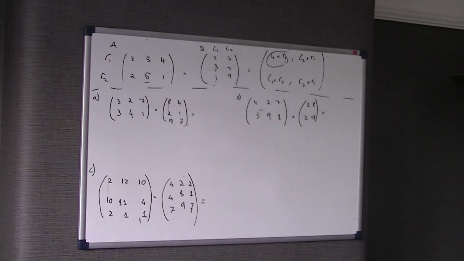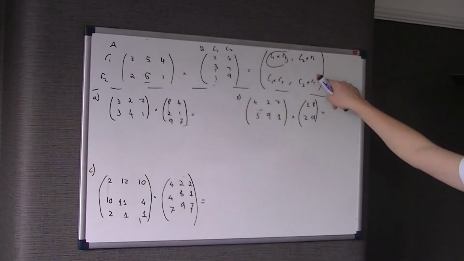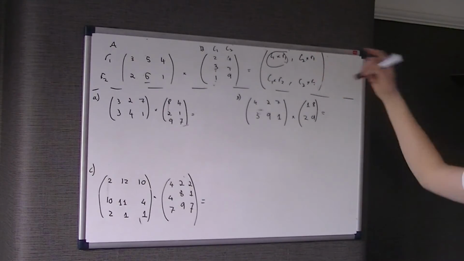Okay, so if you've had a go, that's really good. What we're going to do now is go through A, B and C. A and B are quite similar, very similar. I've actually written what you would do on the board to get you started off.